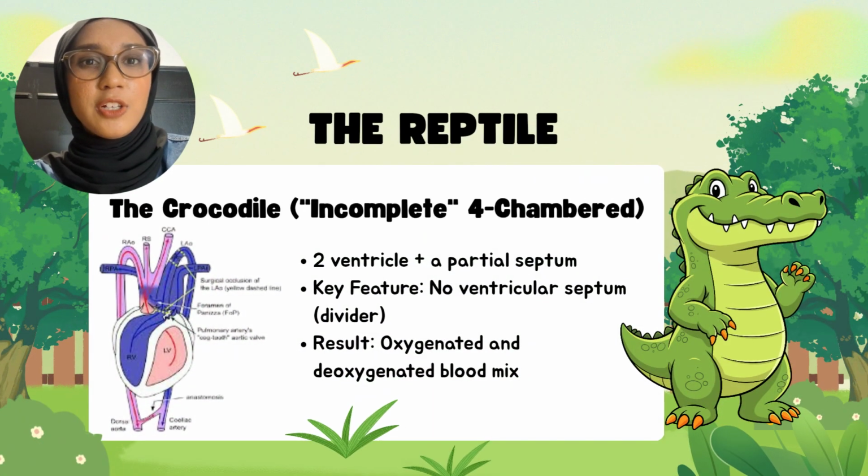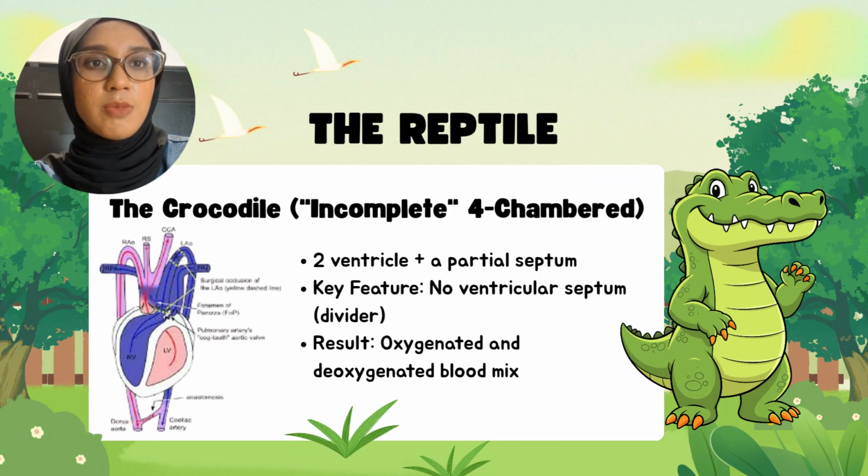Next, we move on to the reptile, represented here by the crocodile. As you can see from the title, this is known as an incomplete 4-chambered system. Unlike the amphibian we just saw, the crocodile's heart is more complex. While it has 2 atria, the separation in the ventricle is unique.